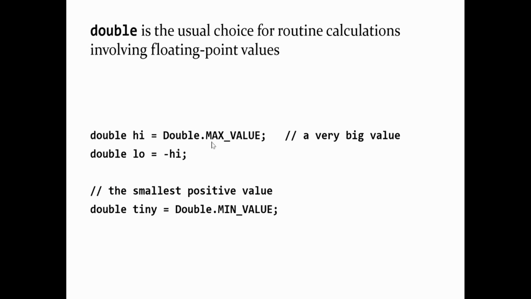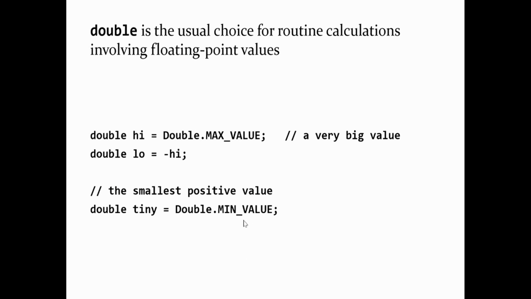Right? So double max value is very big. It's on the order of 10 to the power 308. Right? So an outrageously large number that has very little practical purpose. Right? The smallest value is just the negative of the largest value.